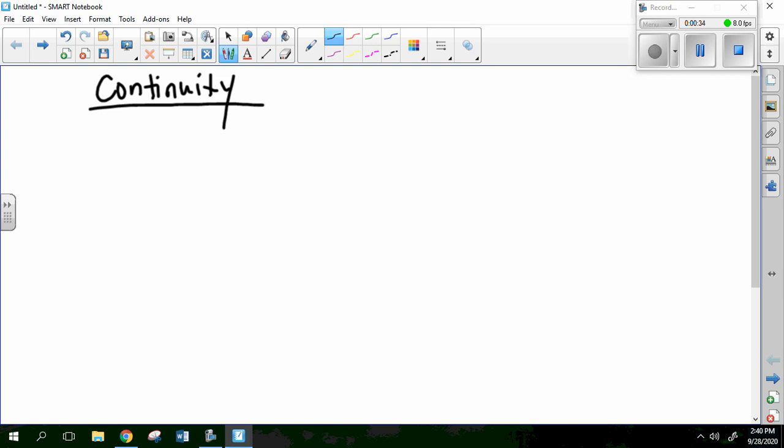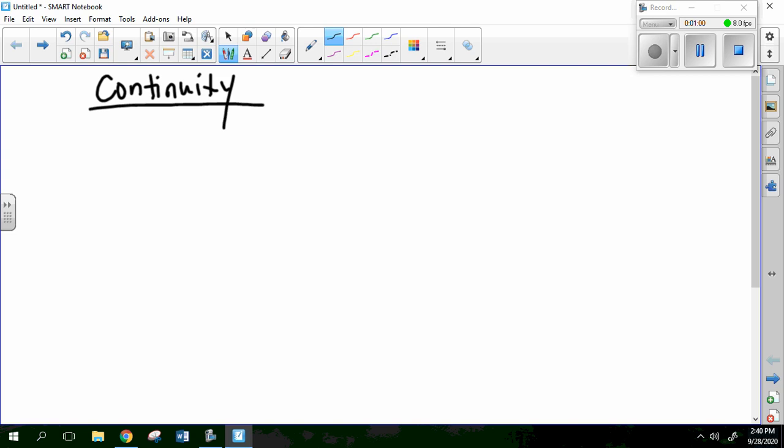So there are no breaks in the graph, no holes, no asymptotes, no jumps. The graph is nice and smooth. You can trace it with your pencil without having to pick your pencil up. That's easy enough to say and look at when you have a graph, but how do you prove that without a graph? That's really what we're going to focus on today.